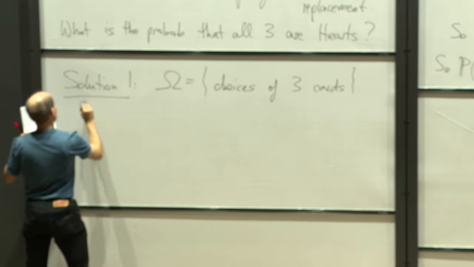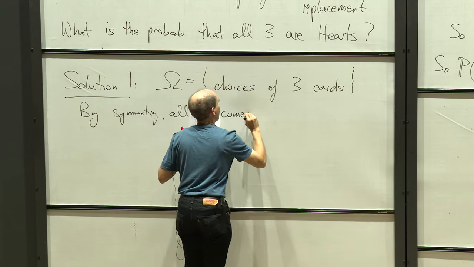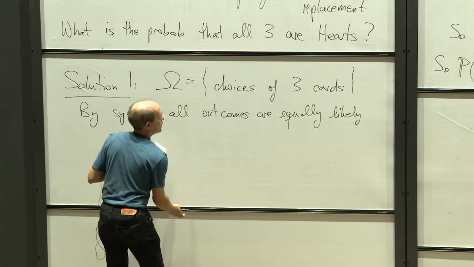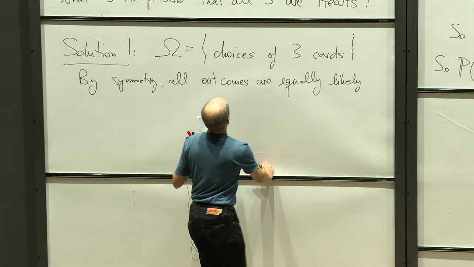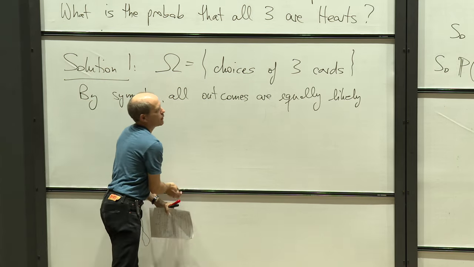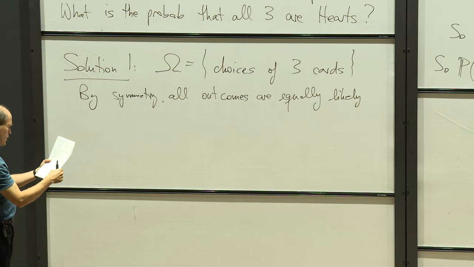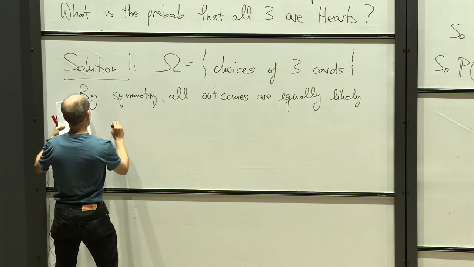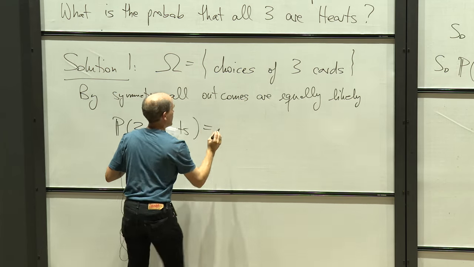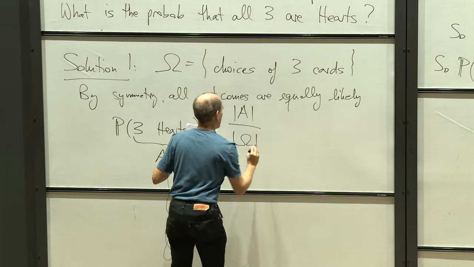Okay, and by symmetry, all outcomes are equally likely. Well, I have to be clear. I didn't say that all the cards are distinguishable because they're also numbered or given some other funny names. They are all distinguishable cards, and that is behind this meaning here of being equally likely. The probability of our event that we have three hearts is therefore, if that is our event A, the number of A divided by the number of omega.